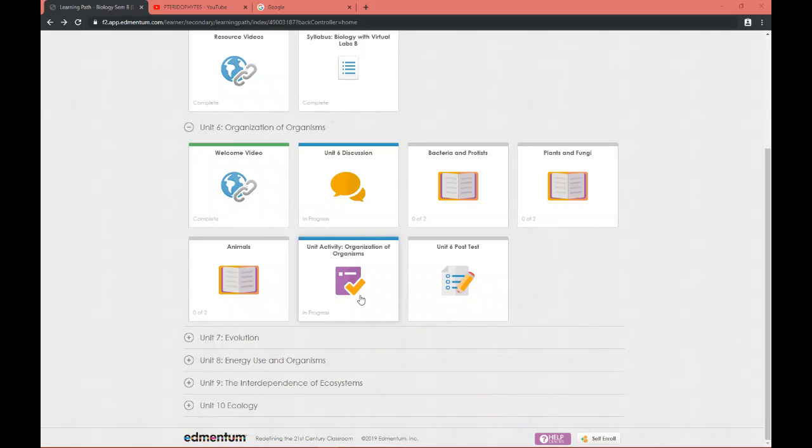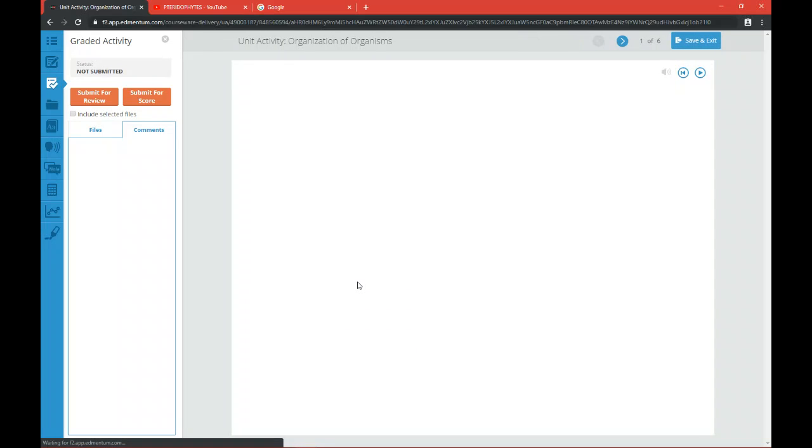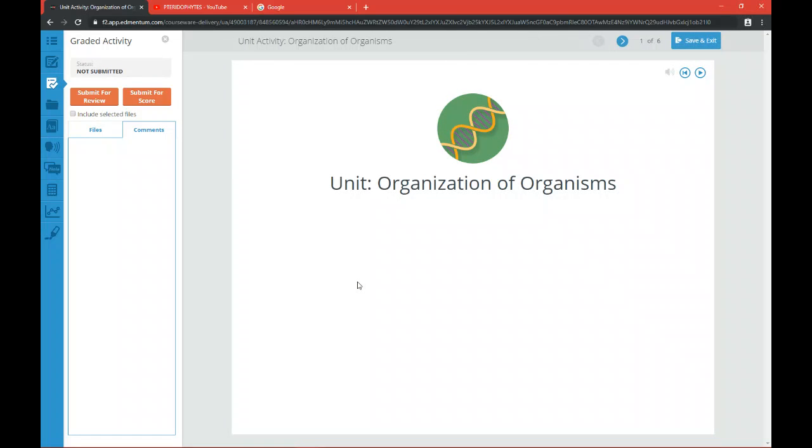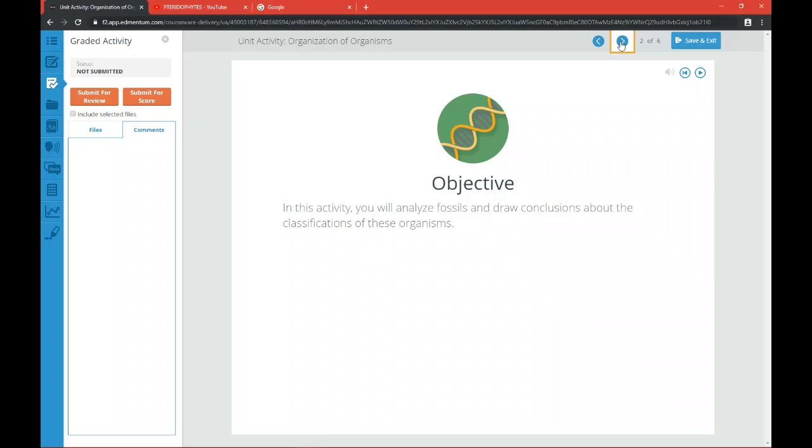We're going to look at the unit activity, organizations of organisms, which is also our lab. In this activity, you're going to look at how organisms are organized. The objective in this activity: you will analyze fossils and draw conclusions about classifications of these organisms.